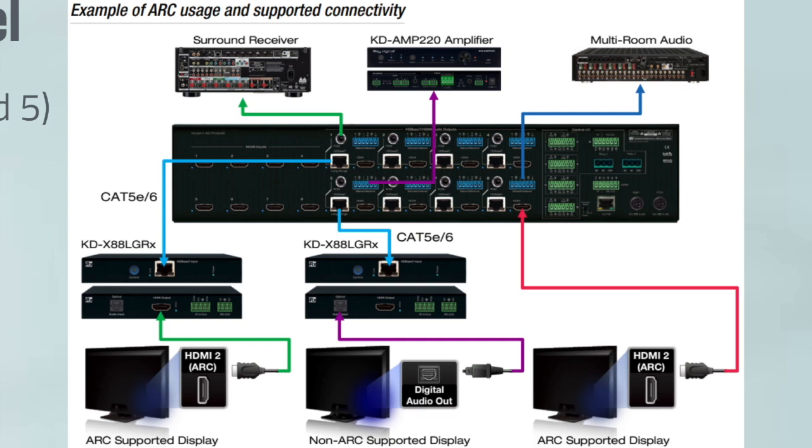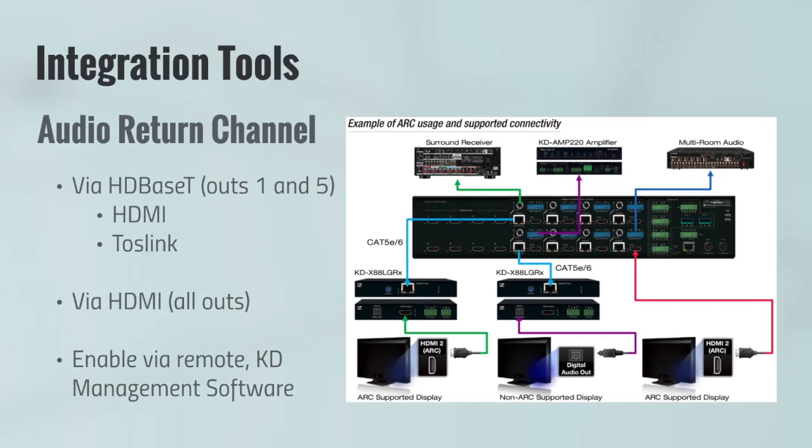Now that audio is returned to the matrix switcher and output on the magenta wire here and the Phoenix connector as analog. Of course, it could be analog or digital for both of these instances. Now, every other of the 8 outputs does not support ARC over the HD-BaseT connection, but only over the HDMI. That would work by connecting an ARC-supported display, and then the audio can be returned from the display and output on the analog or digital audio de-embed ports. In order to enable the ARC feature, you set it up via the IR remote or the Key Digital management software.